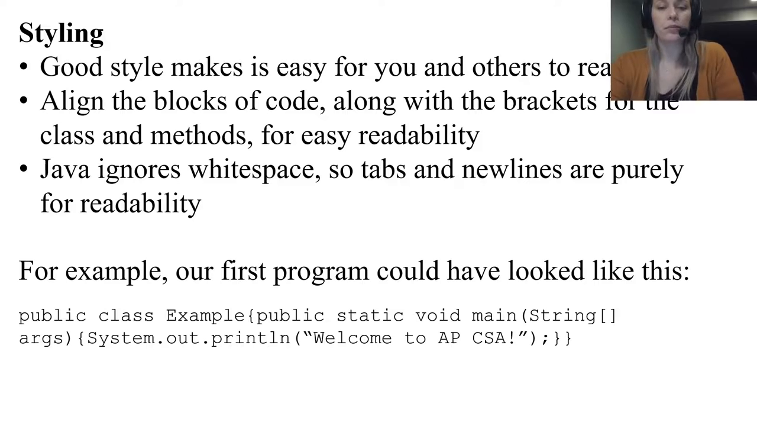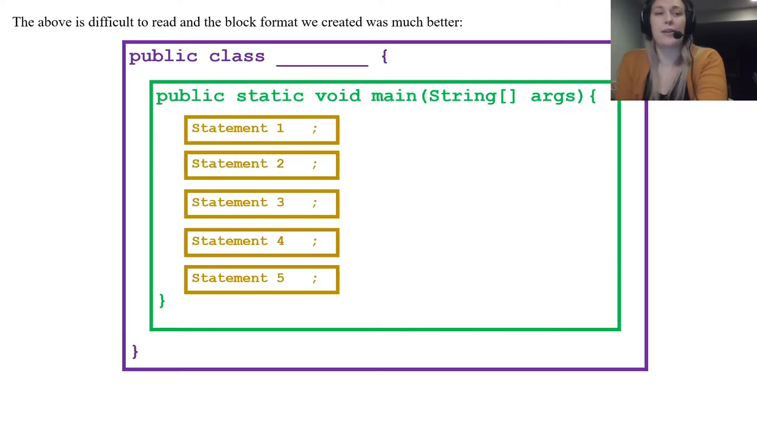What I mean by that, our first program could have looked like this. It could have looked like public class, open bracket, public static void main, all of this, open bracket, blah, blah, blah. And you see how everything can be on one line, right? It's on 2 lines right here. But technically, we don't need all of that alignment and tabs and new lines. But it's very difficult to read. If I introduced your first program like that, it would be crazy, trying to wrap your head around it. And that's why we have our style rules, to make it easier for you as a programmer and then other programmers to read it.